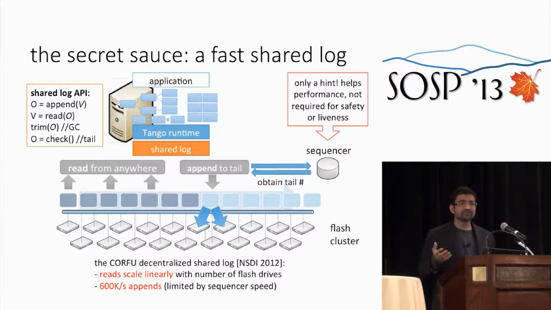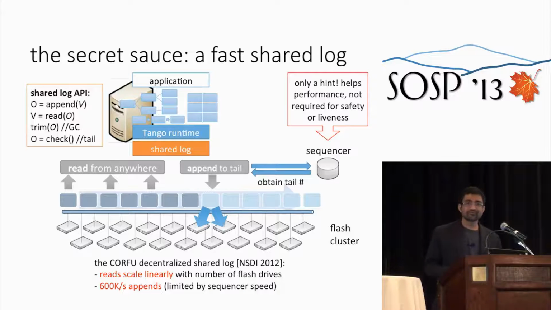The sequencer is sort of a contention manager. It just ensures that nodes don't contend on the tail of the log. So if it fails, we can reconstruct it. It has soft state. And really, it's a network counter, so we can run it very, very fast. We have an implementation that runs at 600,000 operations per second. So the big takeaway is we have a shared log implementation. It's very, very fast. But that's not enough.